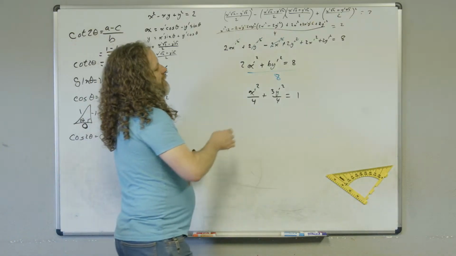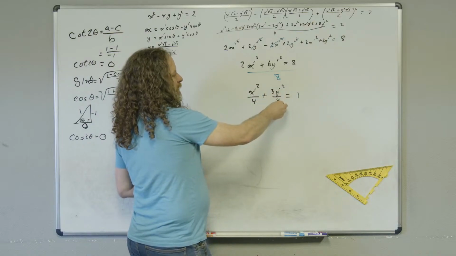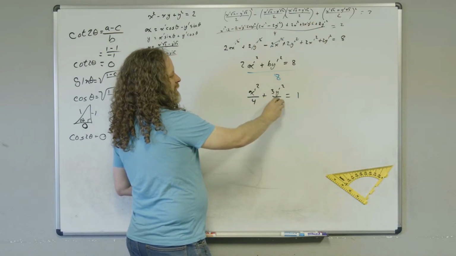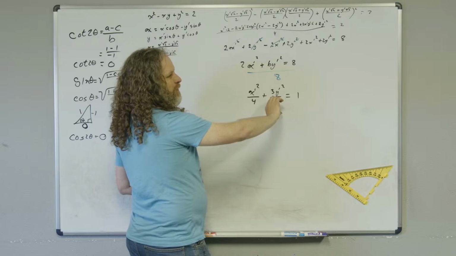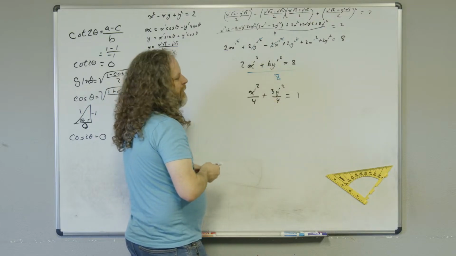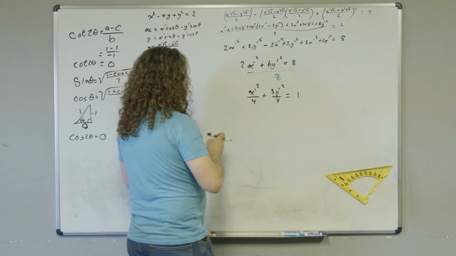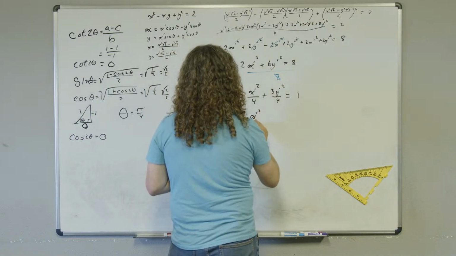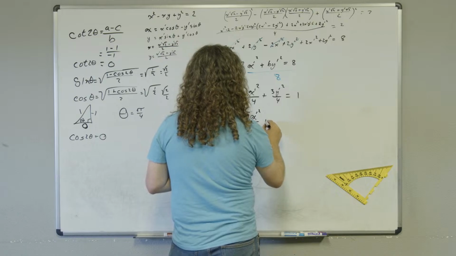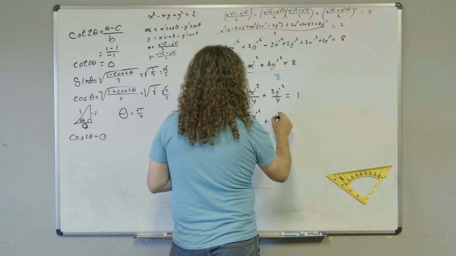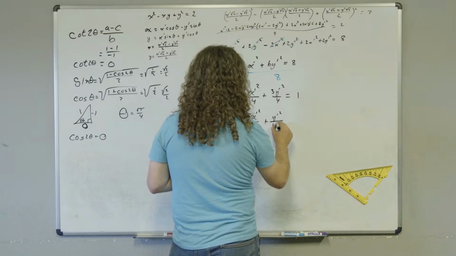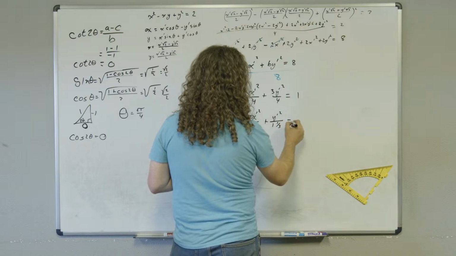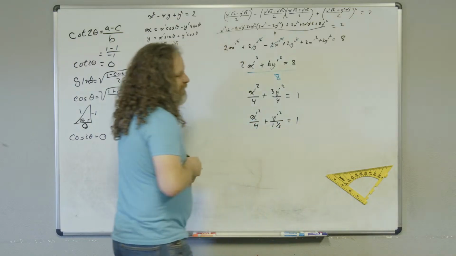So 1/3 over 1/3, which would be turning this into, so you're just flipping the fraction over, which would be 4/3, right? So x prime squared over 4 plus y prime squared over 1 1/3, which is ugly, but you know, it's an ellipse, so what do you expect?